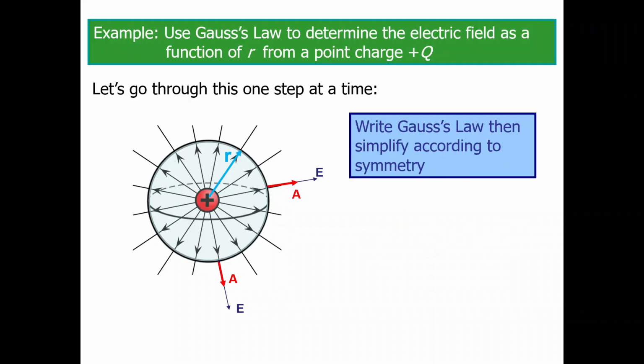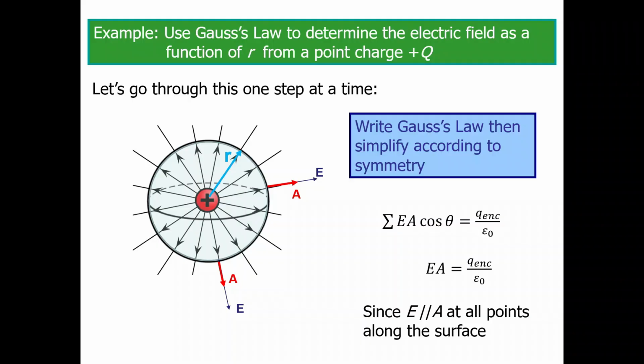So we can write Gauss's law, then simplify. So we need to add up the E A cosine thetas for all surfaces. Well, hey, this has one surface, the outside of the sphere. So we can simplify that to EA, because our electric field is always parallel along the surface of this sphere. So EA is equal to Q enclosed over epsilon naught.